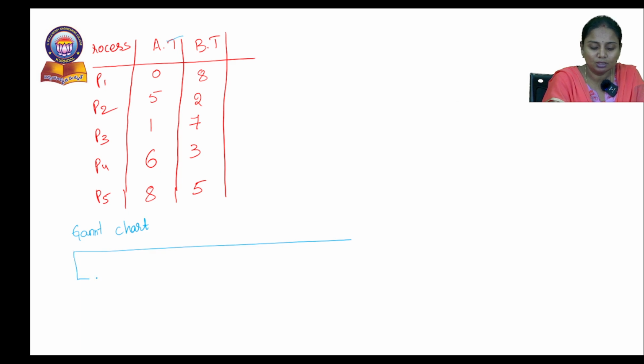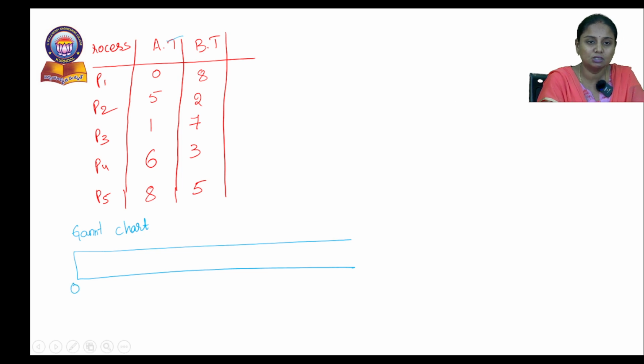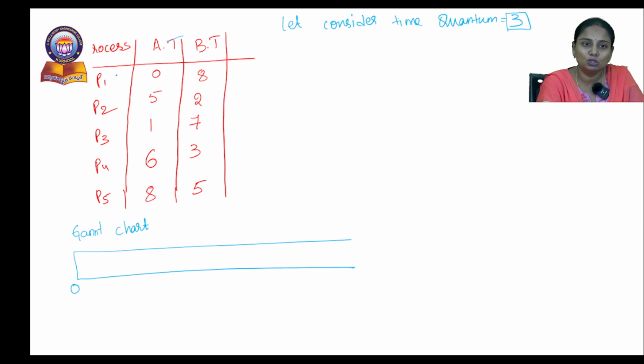We all know that the Gantt chart by default starts with 0 units of time. Now we are going to discuss the round robin. Let's consider the time quantum is equal to 3. It may vary for each and every problem. For example, we are considering the time quantum is 3. So each process will get only 3 units of time to utilize the CPU.